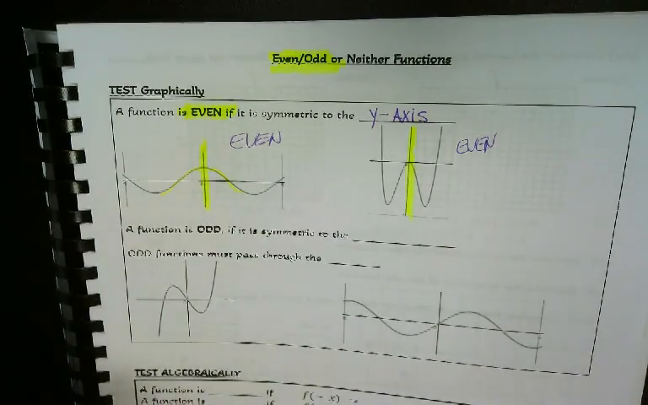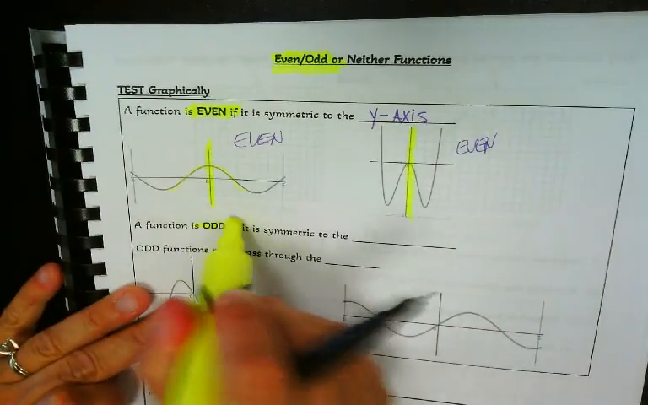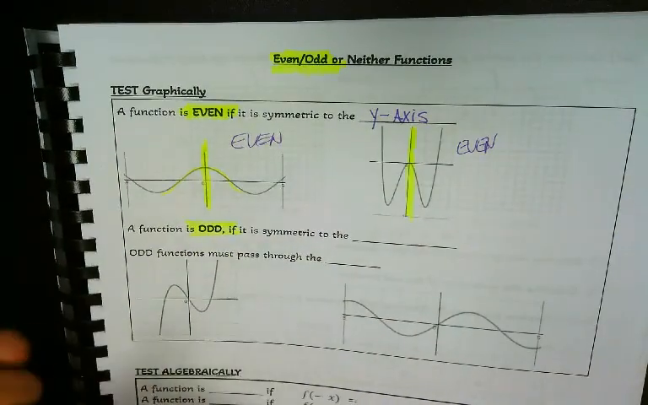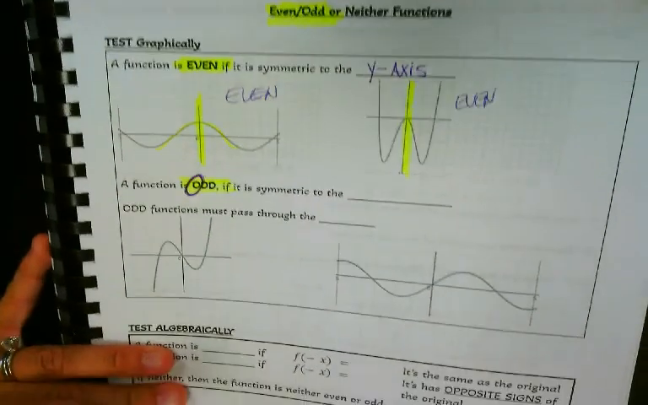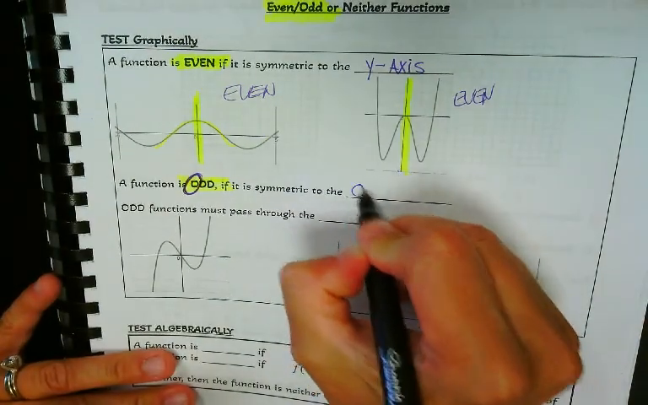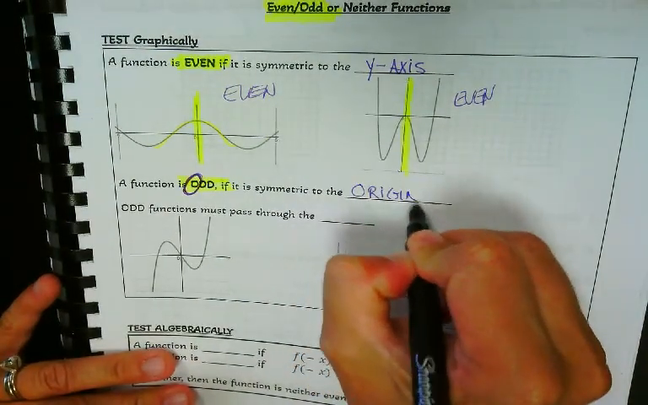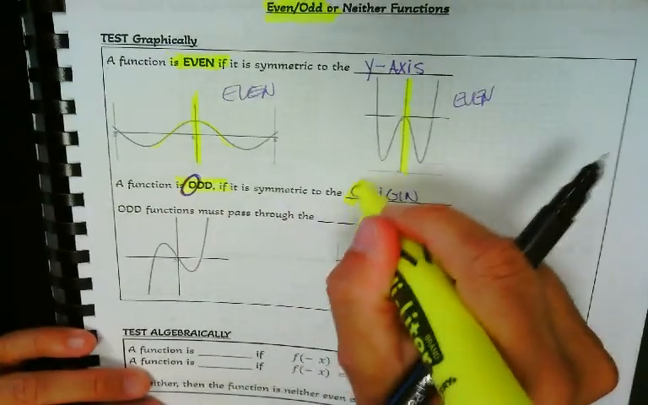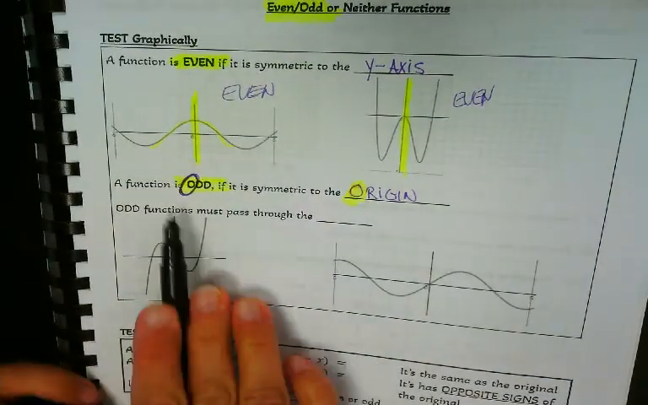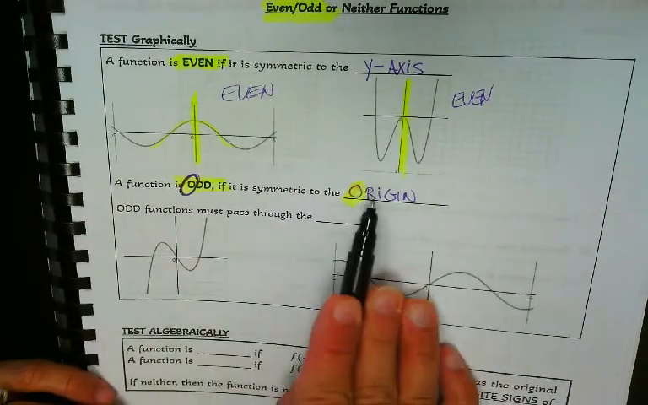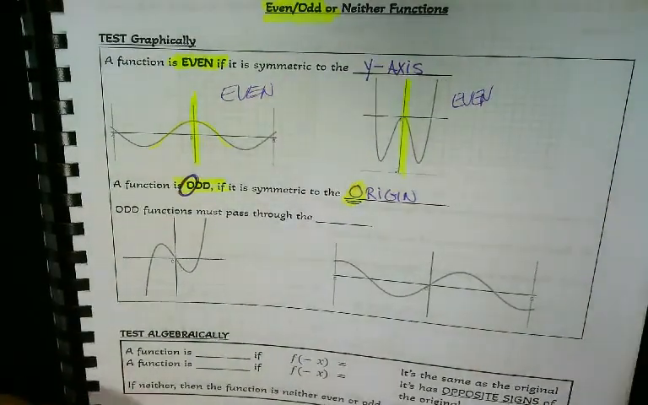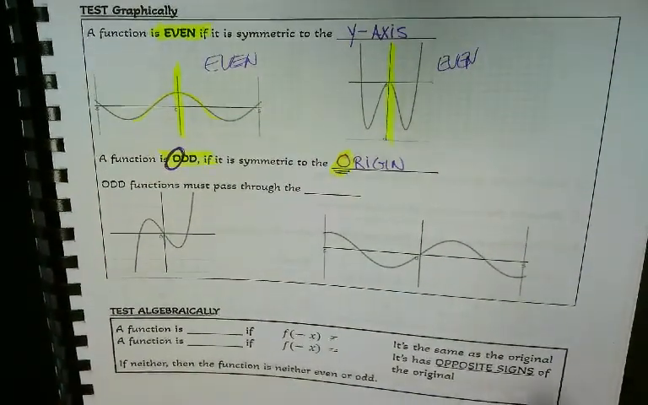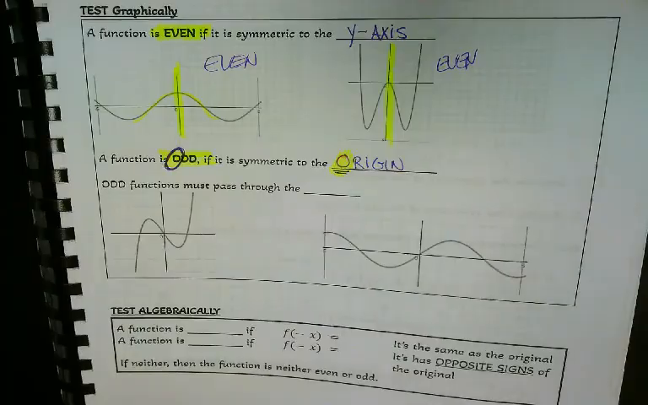All right, odd. A function is odd. As you're highlighting here, I want you to really emphasize this O. A function is odd if it's symmetric to the origin. And the reason I'm emphasizing that is they both start with O, so it's kind of easy to remember. An odd function is symmetric to the origin. Now, that one's a little tougher to think of. You definitely hit the idea of origin in geometry.